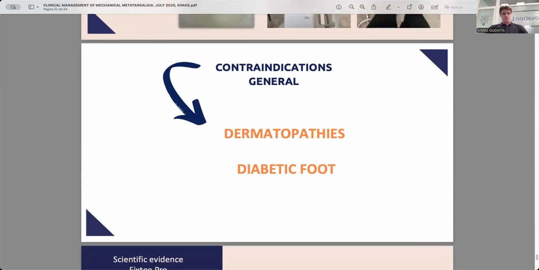We should not use the Fixtoe device in patients with dermatological conditions or in those with diabetic foot. In these cases, the risk related to the friction, pressure, and reduced sensitivity makes it unsafe. It's important to prioritize skin integrity and protection in these patients to avoid complications in the future.